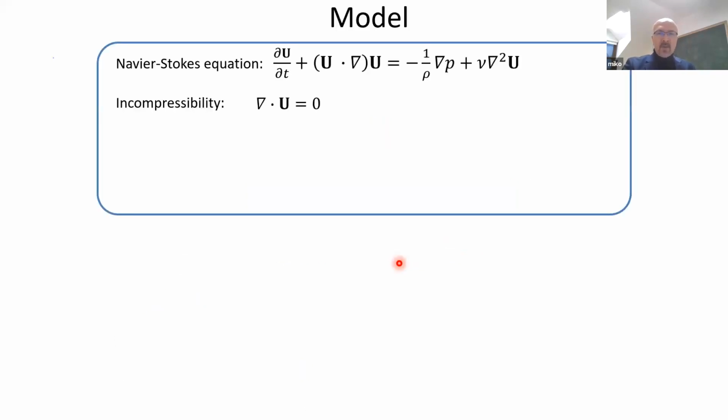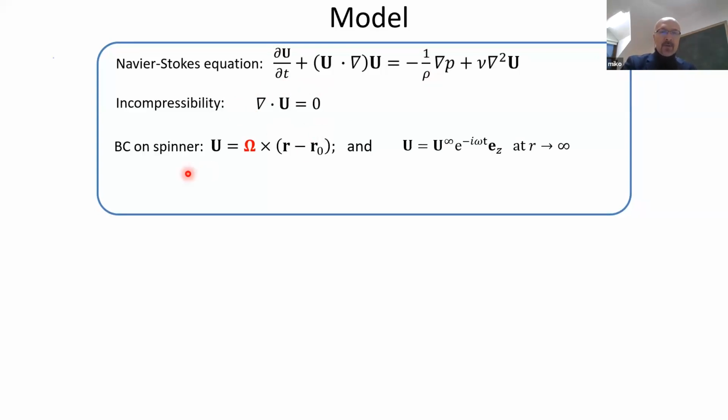The model which describes the motion of the fluid is the standard Navier-Stokes equation, where you have a fluid velocity u, the density of the fluid, the pressure in the fluid p, the kinematic viscosity, and the incompressibility condition is imposed. Then there is a boundary condition.